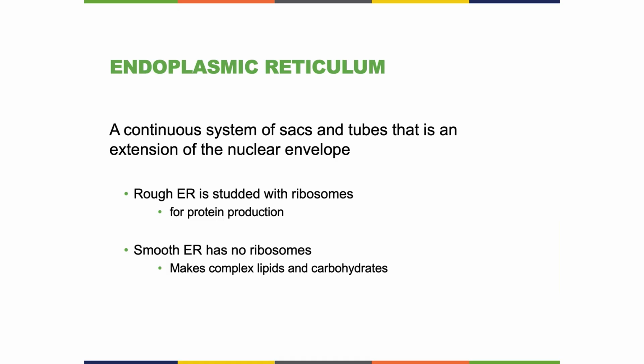If the ER, the endoplasmic reticulum, has ribosomes attached to it, then we call it the rough ER. And ribosomes build proteins, so that part of the ER is going to make proteins. The smooth ER lacks ribosomes, and so this is where the cell is going to make complex lipids like the phospholipids of the cell membrane and carbohydrates that it's going to need to make all the other structures that the cell has.